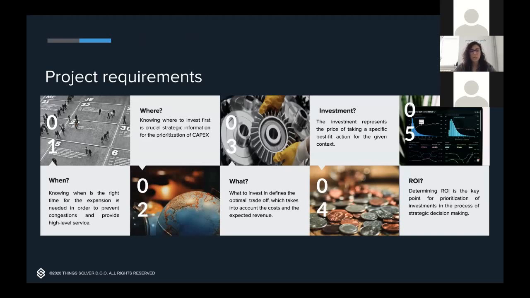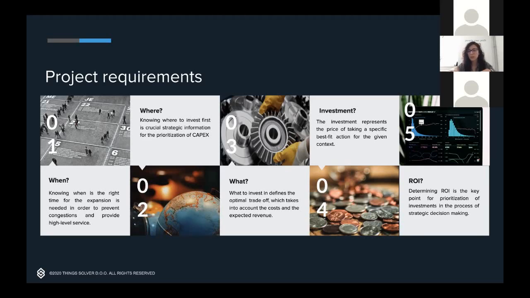The first question was answering when. When is the right time to perform some expansion in order to prevent congestion? You don't want to expand the network too early, but you also don't want to expand it when it's late. So the first question that needs an answer is when to expand the network. Another question was where to invest.